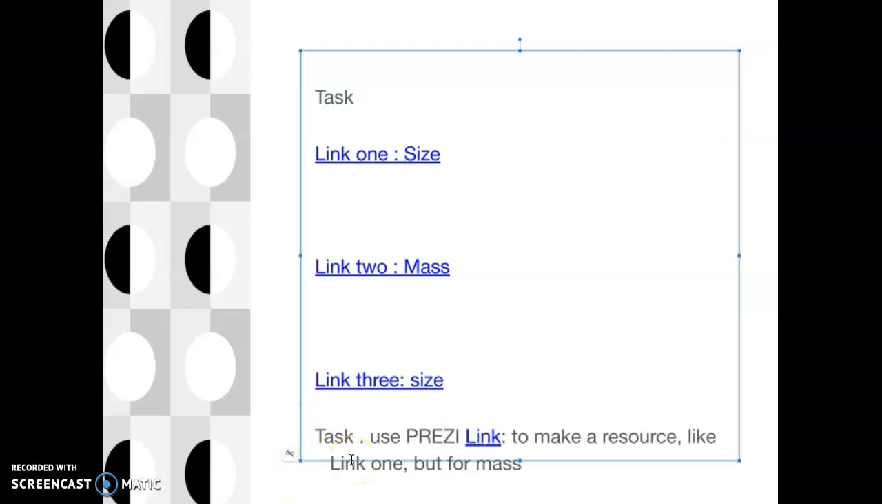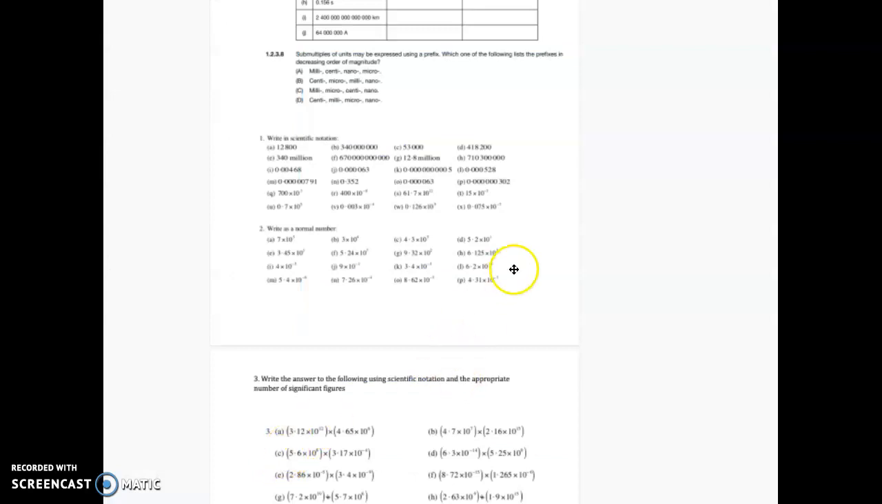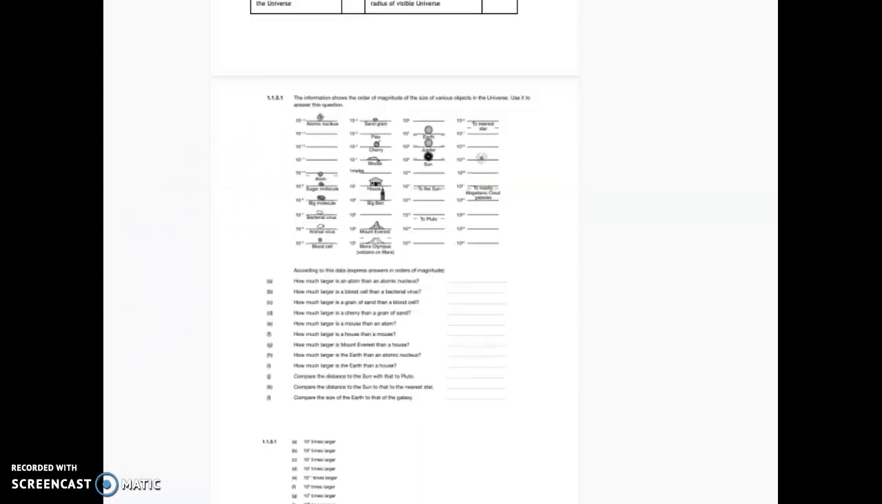So the work that you have to do are these questions for 1.13 only, just these questions. And then for 1.14, you can do the whole assignment.